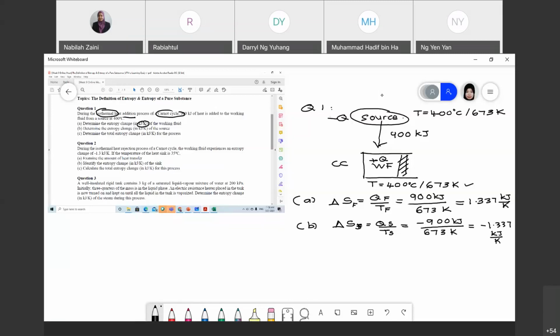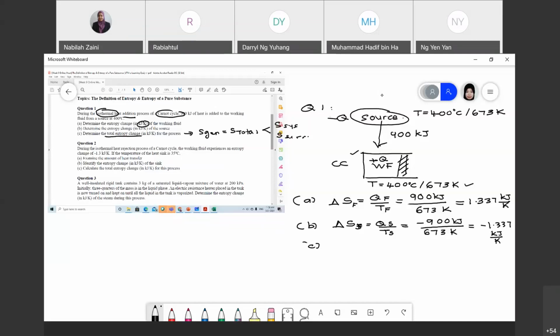Then the total entropy change here is S generation, and we know that S generation is equal to S total, which is the summation of S of the system plus S of the surrounding. In this case, our system is the working fluid, and the surrounding comes from the source.